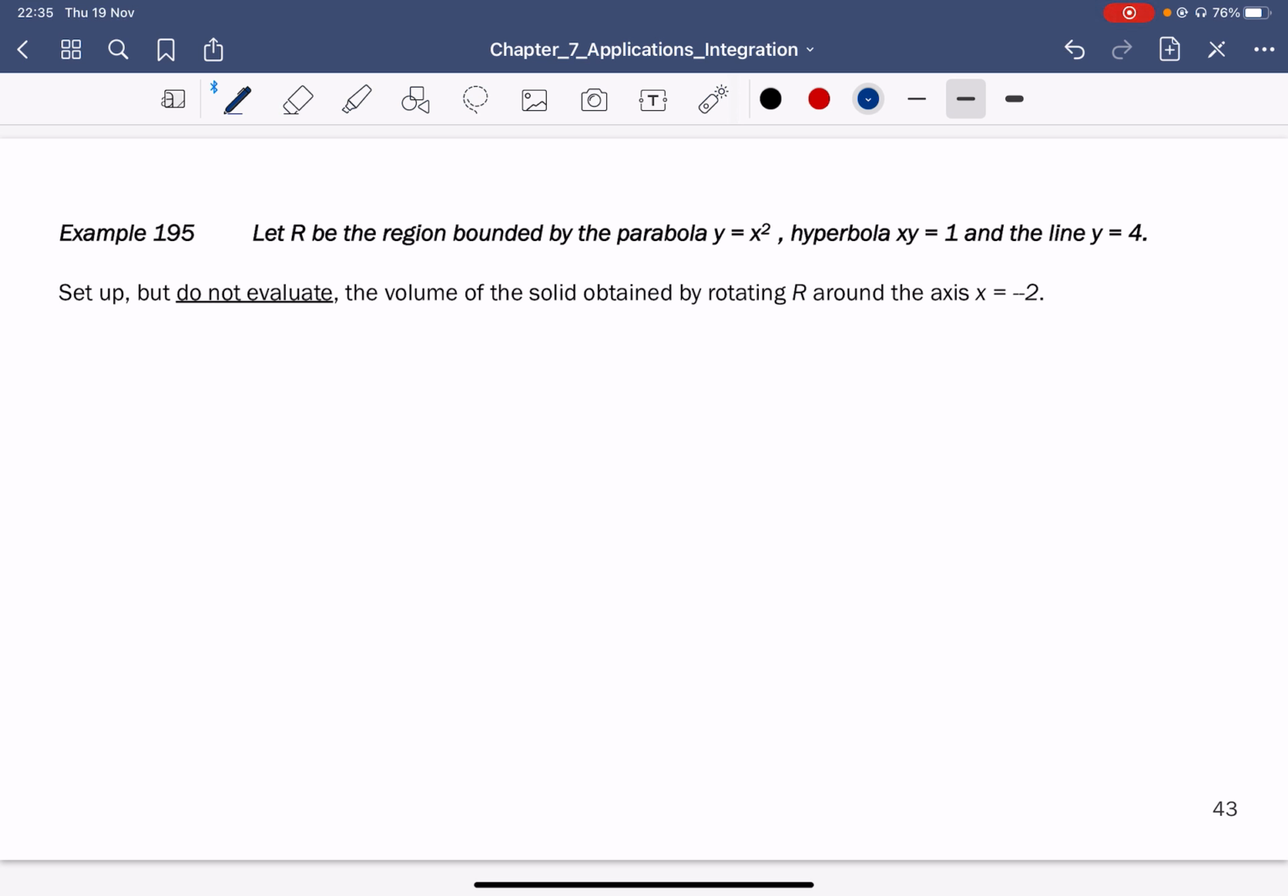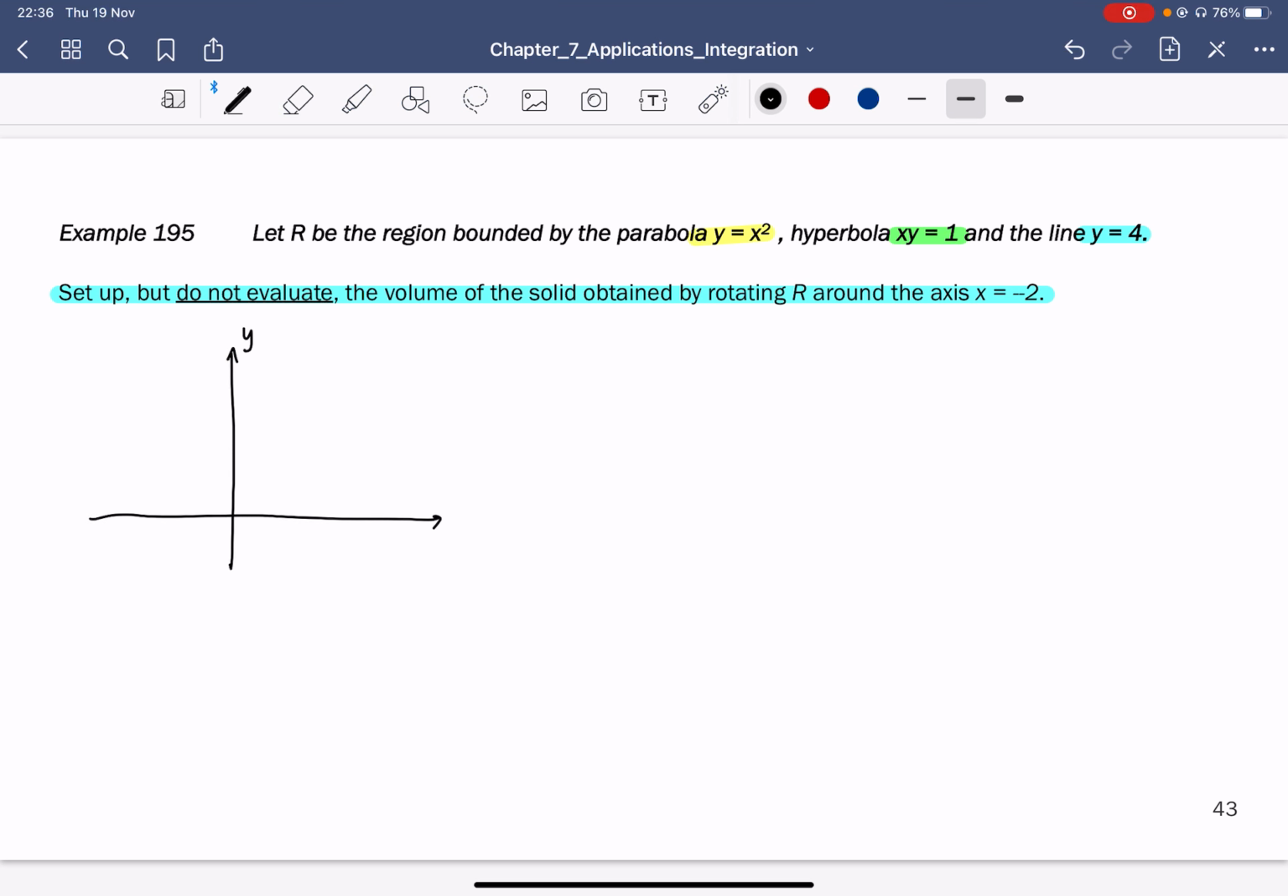Let R be the region bounded by the parabola y equal to x squared, the hyperbola xy equal to 1, and the line y equal to 4. You need to draw the picture first, and then the question asks you to set up but not evaluate the volume of the solid obtained by rotating R around the axis x equal to minus 2. All right, we're going to draw the picture first.